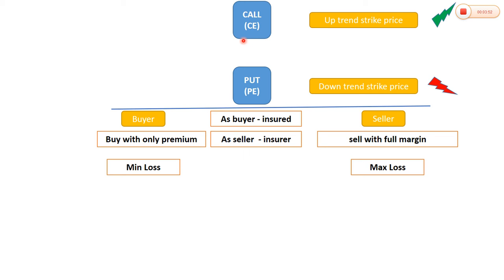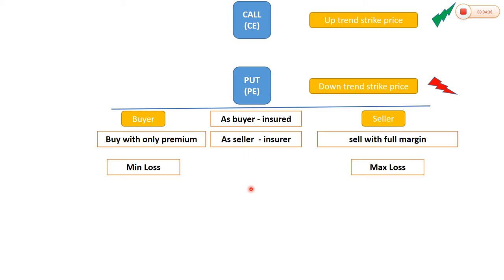In both call and put, you can be either buyer or seller. If you buy a call or put, you have to pay a premium. If you sell a call or put, you have to pay the whole margin required to sell. The buyer needs only the premium amount that we explained in the previous video, and the seller needs the full margin to sell that particular strike price, whether call or put. The buyer's loss is restricted to the premium that you paid. The seller's loss may be infinite. Actually, practically there is nothing called infinite, it will just be more than the buyer's loss.